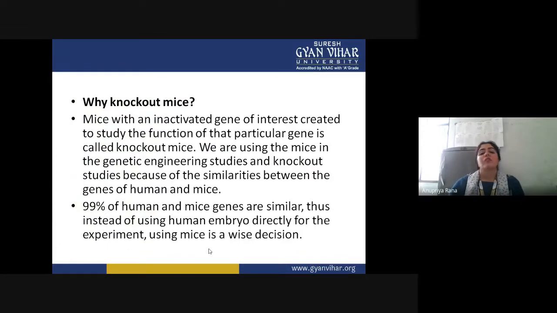Now there is a question: why are we using this knockout mice here? Actually, 99% of the gene combination of humans and mice is basically similar. So some process which affects the mice can affect us in the same manner. That's why we use mice in several studies.